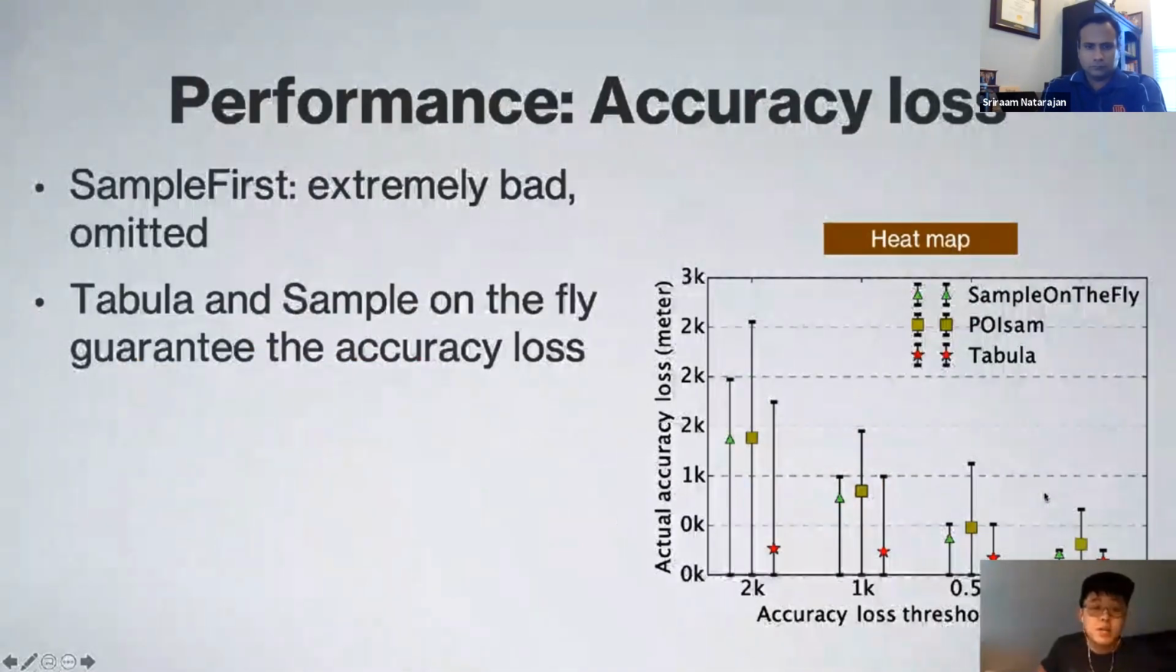We can also see the accuracy loss for different systems here. So here we compare the accuracy loss for different systems. The accuracy loss for the sample first method is extremely bad, so we just omit it in this figure. As you can see here, the accuracy loss of Tabula is guaranteed to be within the threshold. The accuracy loss of POSM sometimes may exceed the user-specified threshold.